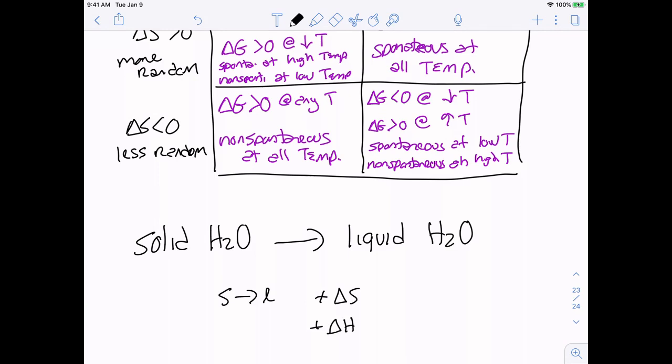Remember, if things lose energy, they're favored. If they gain energy, you have to put effort into it, it tends to be disfavored. So this is favored, right? Things want to become more random. This is disfavored.